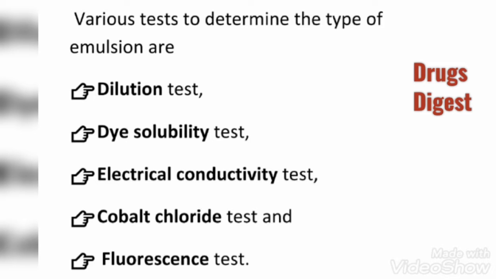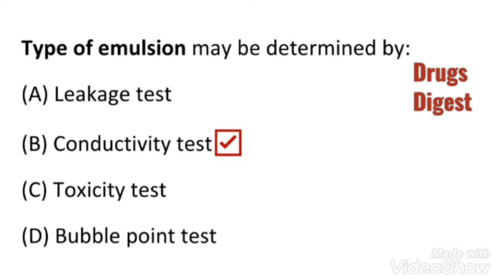Various tests to determine the type of emulsion are dilution test, dye solubility test, electrical conductivity test, cobalt chloride test and fluorescence test. Explanations about these tests are given as short videos. You can have a look. Here the right answer is conductivity test.